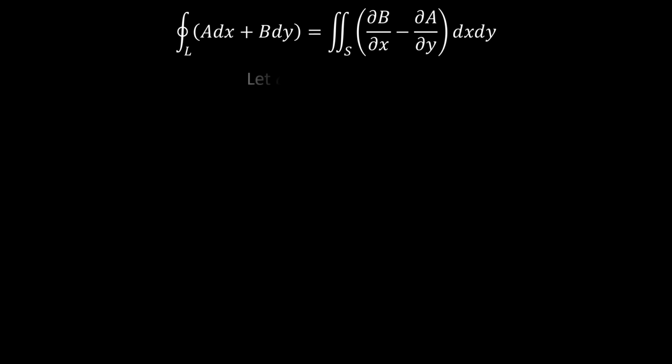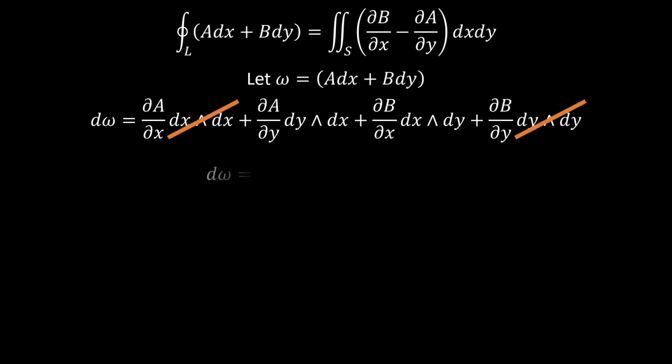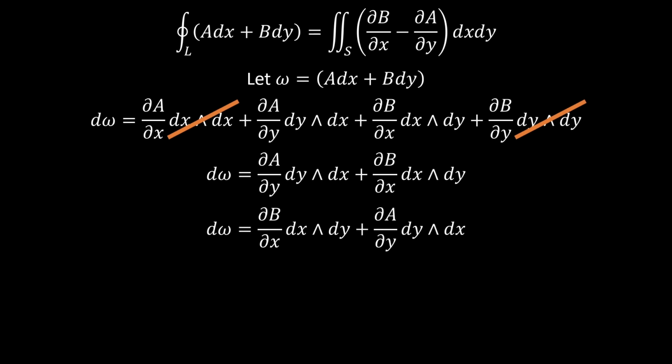So let's set omega equal to a dx plus b dy. And now let's take its exterior derivative. Since these are anti-commutative, the only thing equal to its own negation is of course 0. So dx wedged dx must be 0, and so too is dy wedged dy. Let's bring our dx wedged dy to the front, and then switch that dx around on that derivative of a in respect to y. We pick up a negative sign when we change that dy dx to a dx dy. And then of course we can just organize.